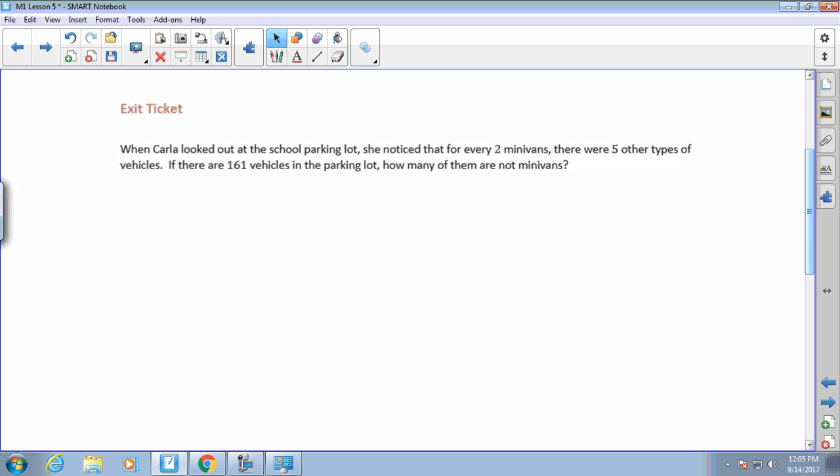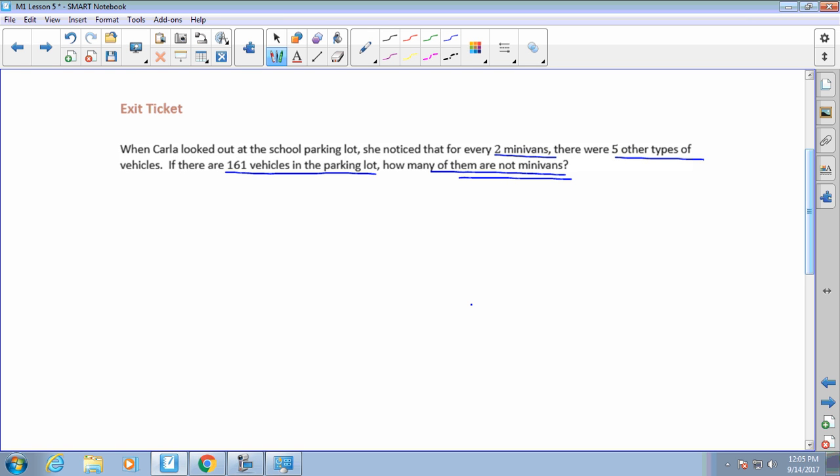So the exit ticket was your homework. It says, when Carla looked out at the school parking lot, she noticed that for every 2 minivans, there were 5 other types of vehicles. If there are 161 vehicles in the parking lot, how many of them are not minivans? Who can tell me what the key word is there? Are not. Not is a big thing, right? She doesn't care about the minivans. She really cares about those other fancy cars parked out there. Not that the minivans aren't fancy, but... Alright, so minivans and other, and we're going to write that ratio, which is what, Aiden?